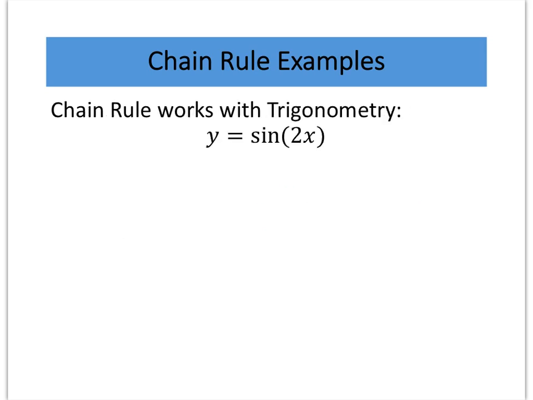This chain rule also works with trigonometry, and this is quite a simple one. But if I take the derivative of a sine function, let's say the derivative of sine 2x, the derivative of sine is cosine, so dy dx is going to be cosine of the stuff, times, by the chain rule, the derivative of the inside, so times 2. So this becomes 2 cosine of 2x. Pretty straightforward.